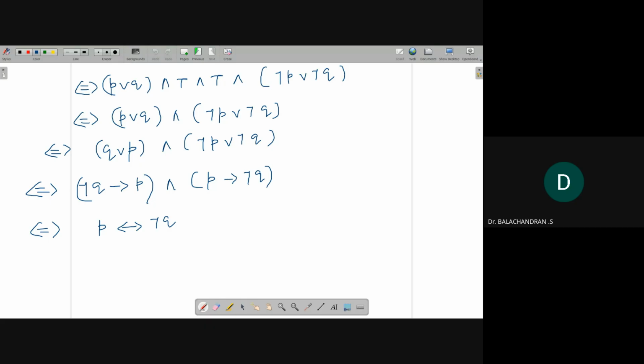The first problem is: the negation of P biconditional Q is equivalent to (P or Q) and the negation of (P and Q).